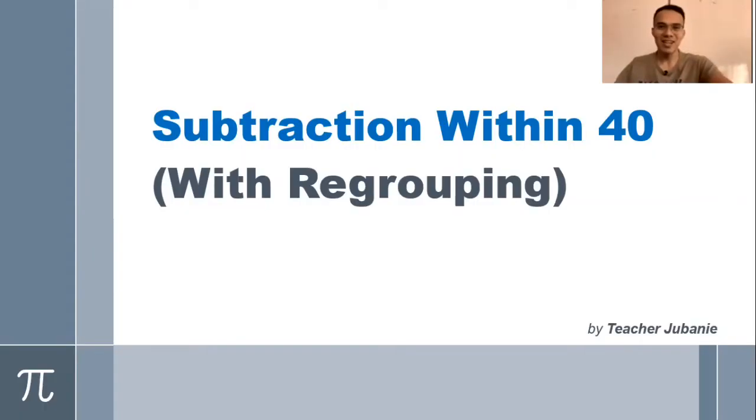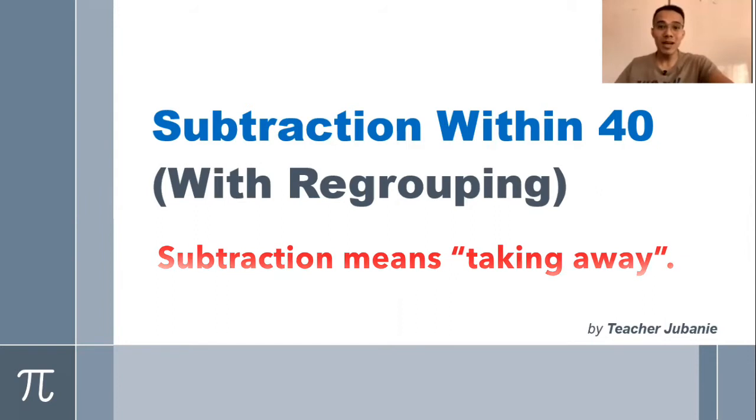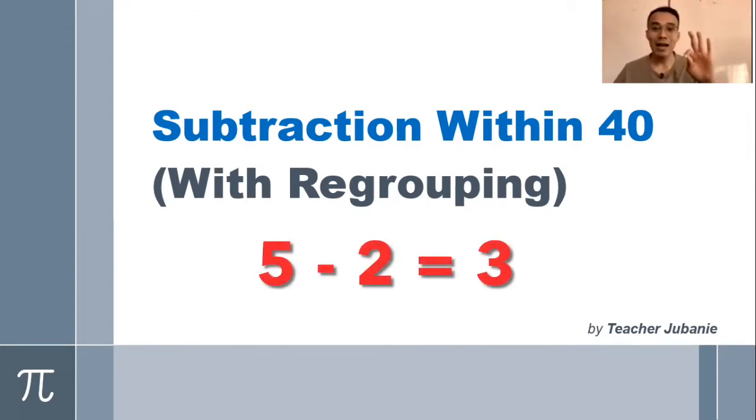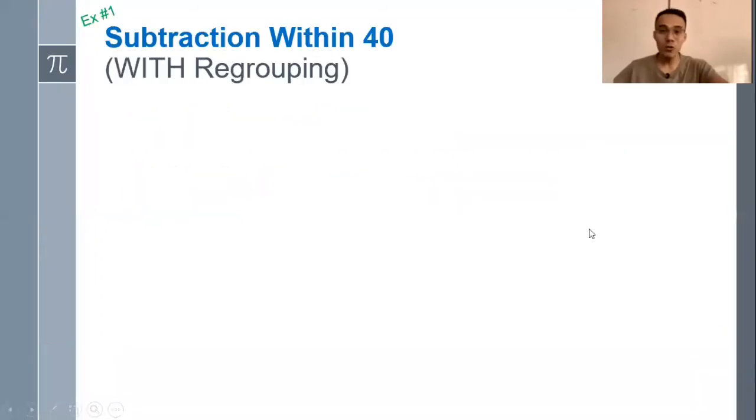All right. Subtraction means taking away or removing objects away from a given group. If I have 5 fingers, I'm going to take away 2 of them. Then I have 3 fingers left. Meaning 5 minus 2 is 3. All right. Let's now move on to my first example.